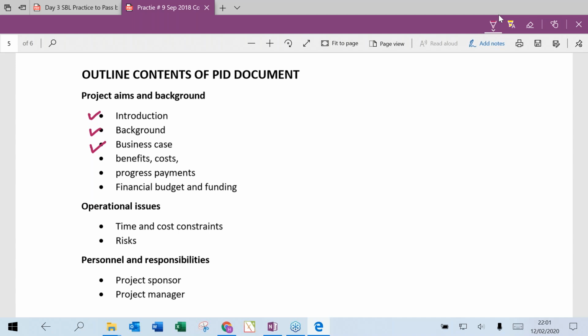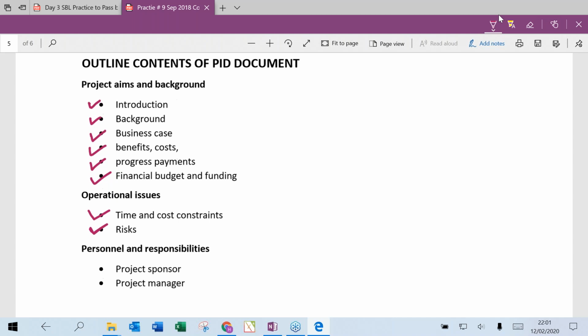Then he covered the benefits and the cost. Good boy. Progress payments, so he's talked about how the payments will be made to us. Financial budgeting and funding. Very good. Then he talked about time and cost constraints. Okay, talked about constraints. Very smart. And he talked about risks. And then he talked about project sponsor and project manager.